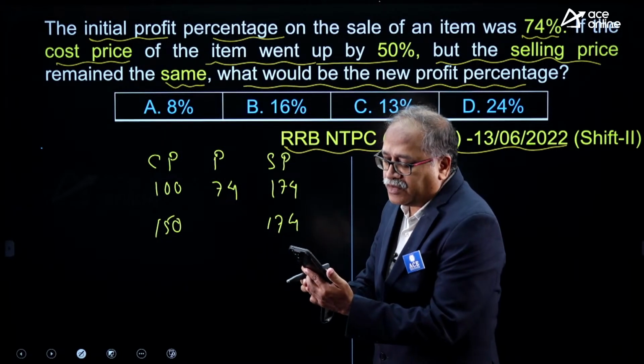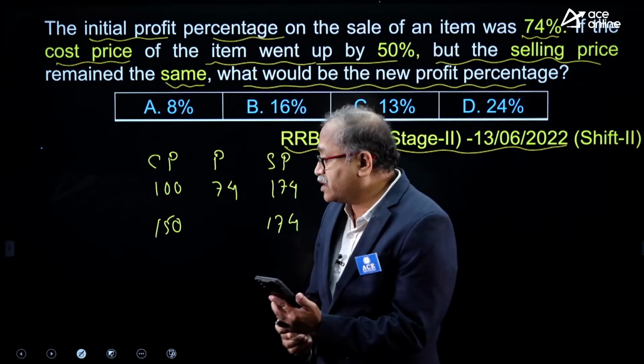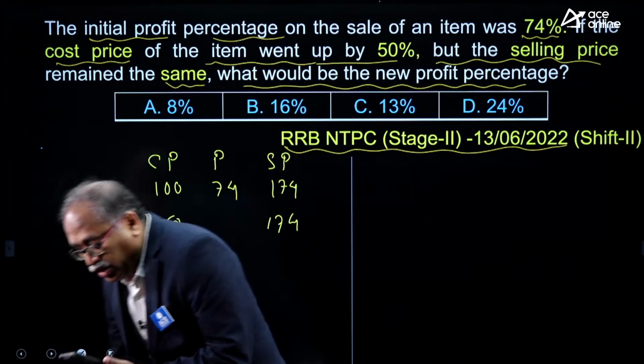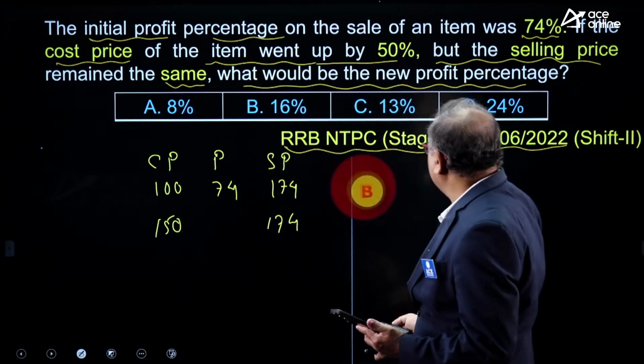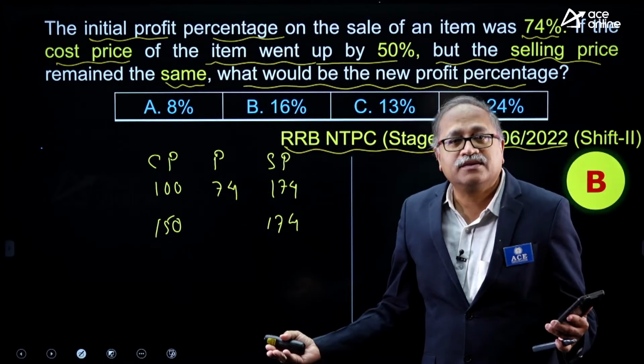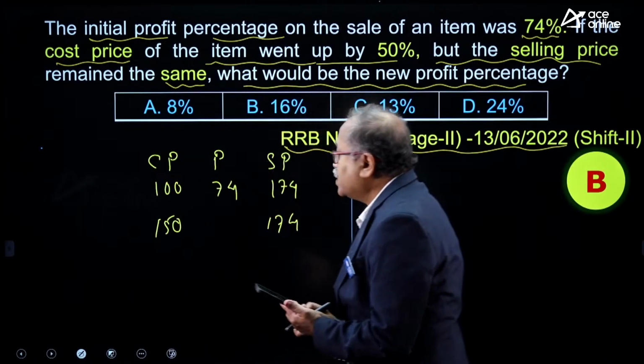Oh, very good. Mr. Deepak Das, you have joined. I am very happy. Let me check whether Deepak Das is correct or not. Deepak Das said option B, that is 16%. Yeah, that's right. Well done, Mr. Deepak. Good speed.